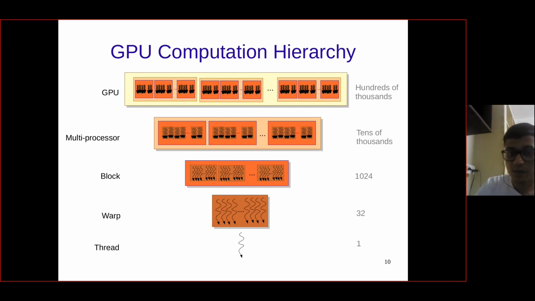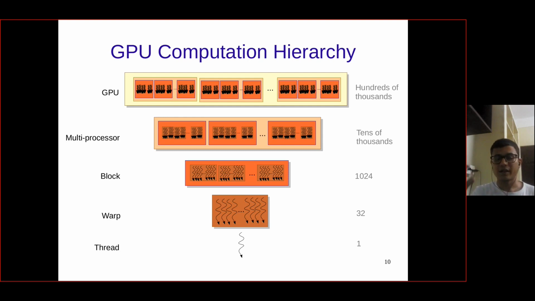Now we'll see this GPU computation hierarchy. At the lowest level on the GPU, we have something called a thread. The thread is the smallest individual unit, something like a worker, a single worker on the GPU. And 32 such threads together form something called a warp. The important point to note about this warp is that each and every thread inside this warp executes in SIMT fashion, which is single instruction multiple threads.